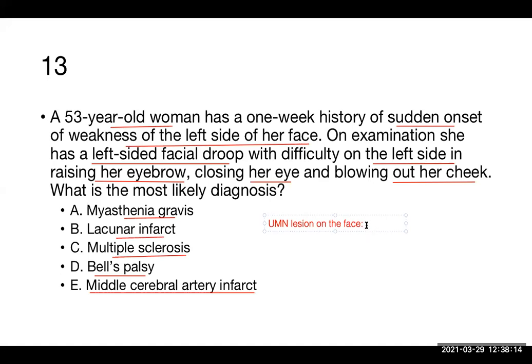So differentiate between upper motor neuron lesion on the face and lower motor neuron lesion on the face. If you are still not clear, what I suggest is to follow some good neurology textbook and try to make your concept very clear. This is a very, very important part of neurology.